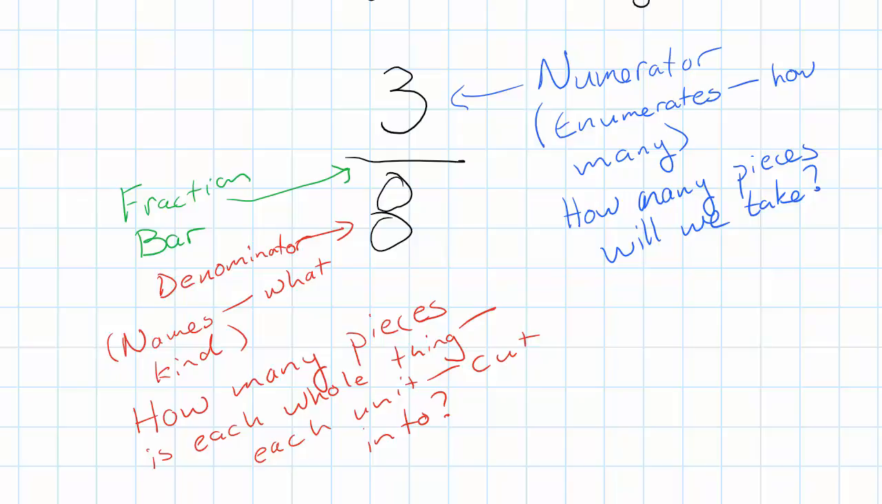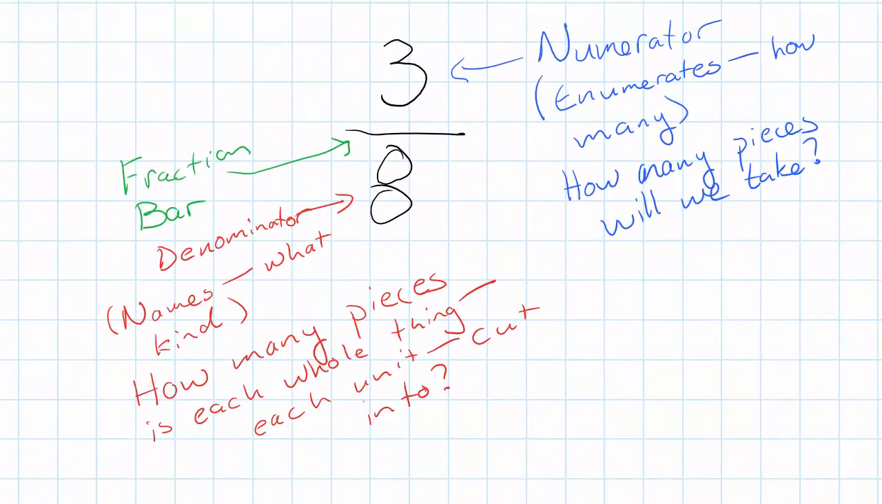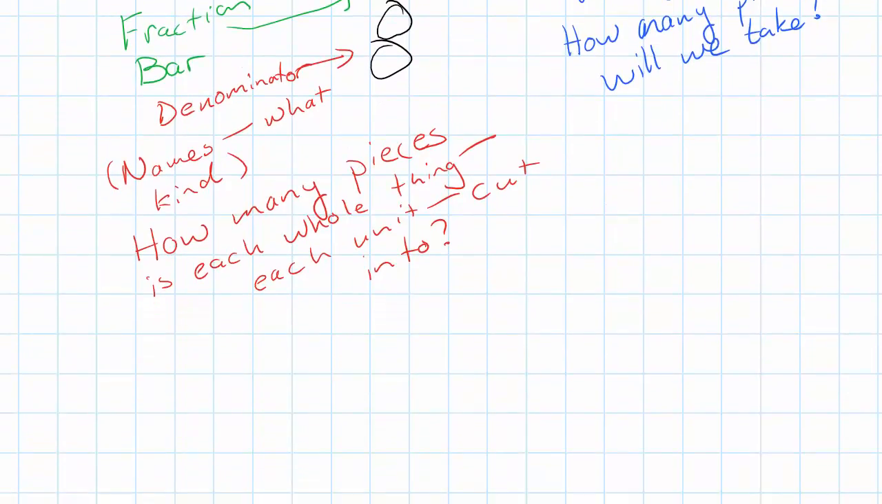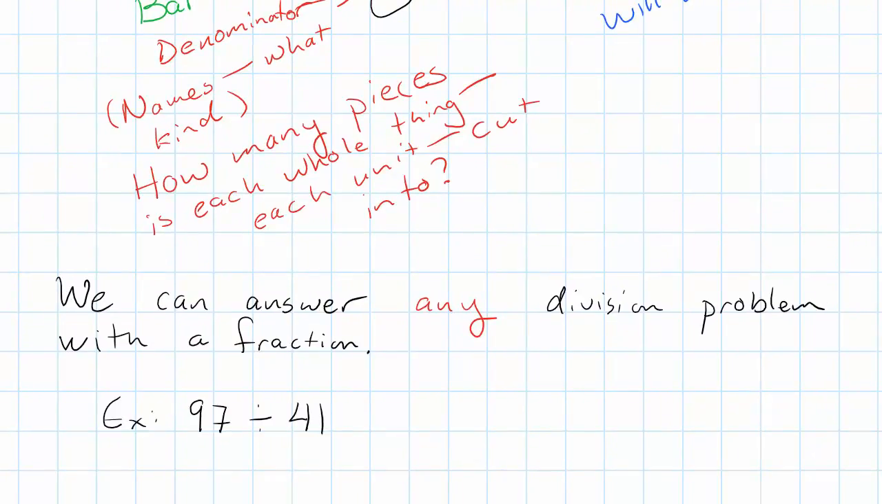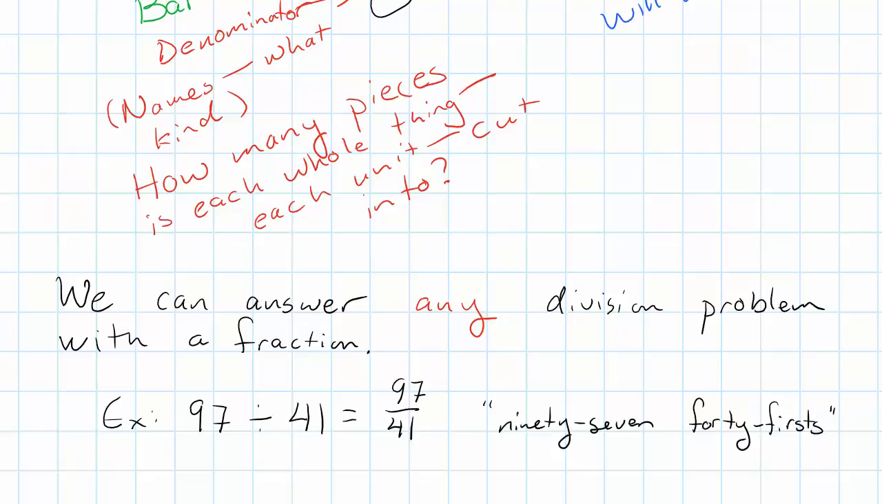Now, there's nothing magic about 3 and 8 in this story, which tells us something really important. What does it tell us? It tells us that we can answer any division problem with a fraction. If I have 97 divided by 41, I can answer that as 97 41sts. Is that necessarily the nicest way to express that answer? Not necessarily, but maybe I don't need to express my answer in a nice way. Maybe 97 41sts is good enough.